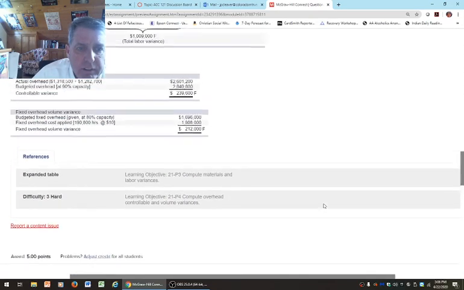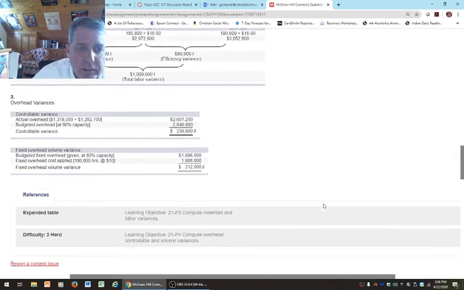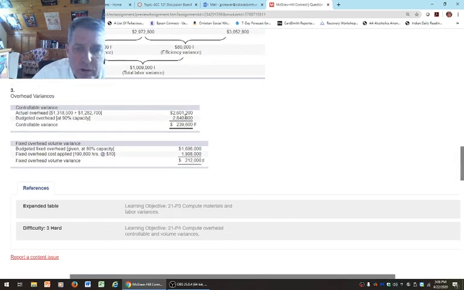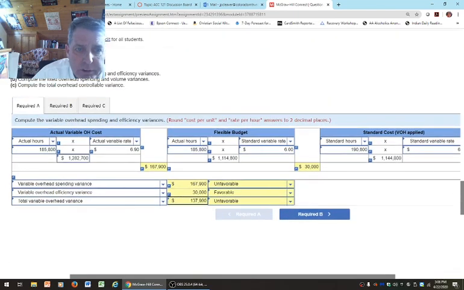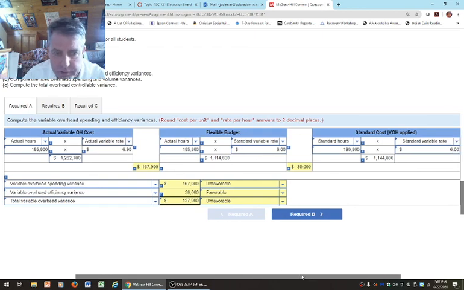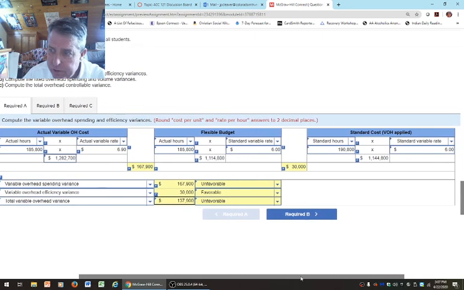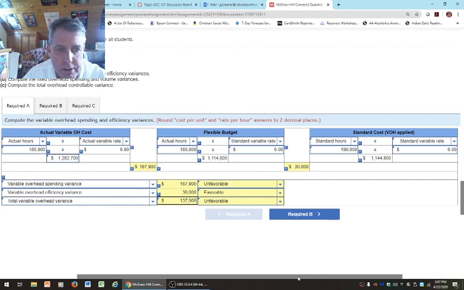And what do we have down here? Number 3, overhead variances, right? And here's compute the variable overhead spending and efficiency variances. Do the same thing. I think I can get it all in. I got it all in, right?